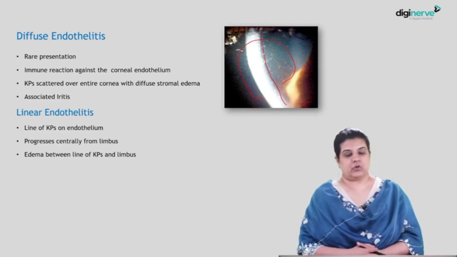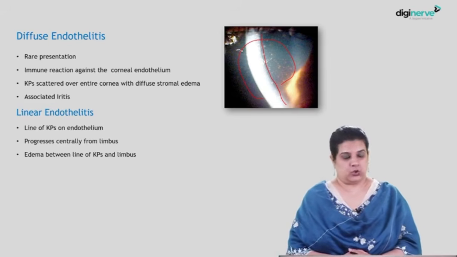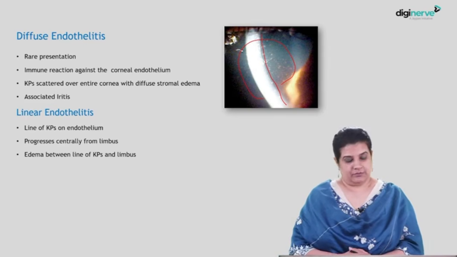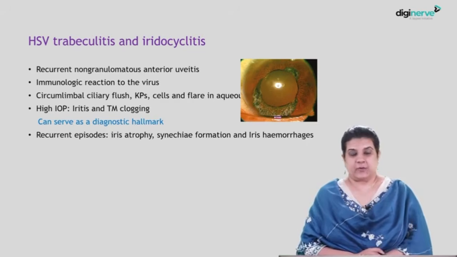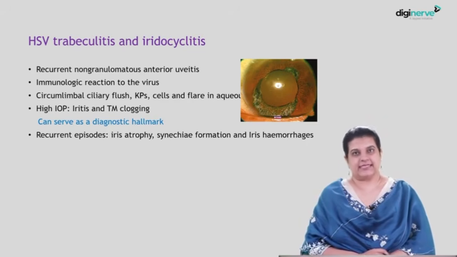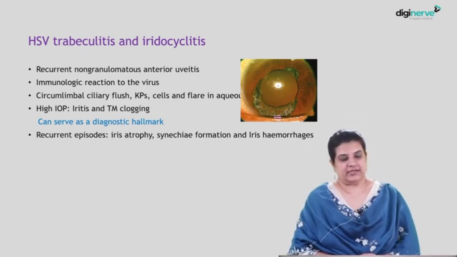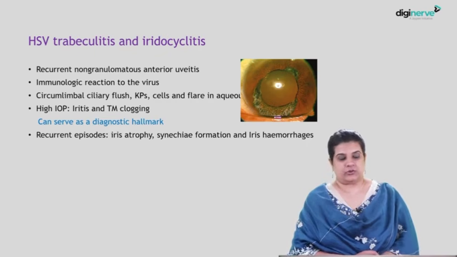Linear endothelitis, on the other hand, has a line of keratitic precipitates on the endothelium, which progresses centrally from the limbus. There is edema between the lines of keratitic precipitates and the limbus. So, herpes simplex virus trabeculitis and iridocyclitis is a form of recurrent non-granulomatous anterior uveitis, which occurs as a response to immunological reaction to the virus.